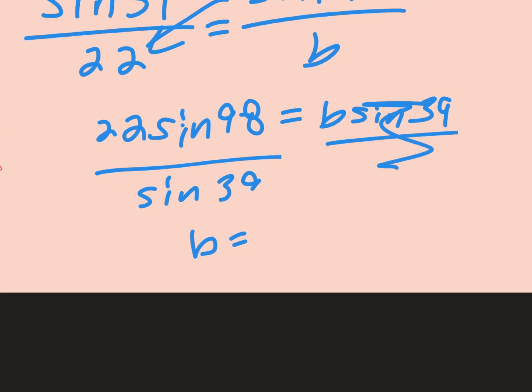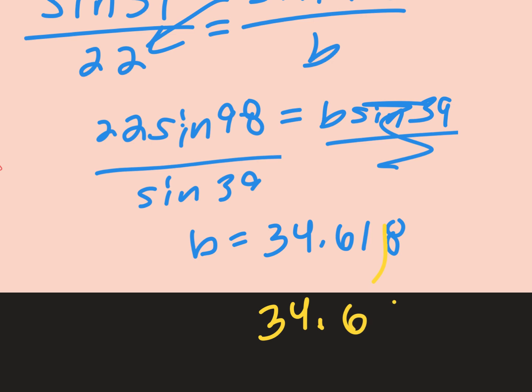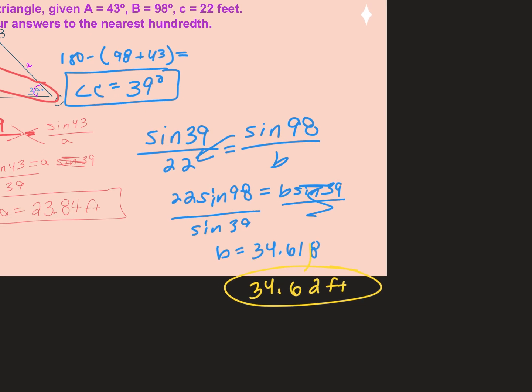What did you guys get? 34.618. Some of you are going to put that in WebAssign and say it's 34.61. It's going to mark it wrong. You're going to send me this long email about your WebAssign being broken. No, it's not, guys. Round to the nearest hundredth. This should be 34.62. All right, we have to know how to round. So I'm telling you, do all of your rounding at the very end. If you guys are having calculator issues, let me know. We can talk about it at the end of class.